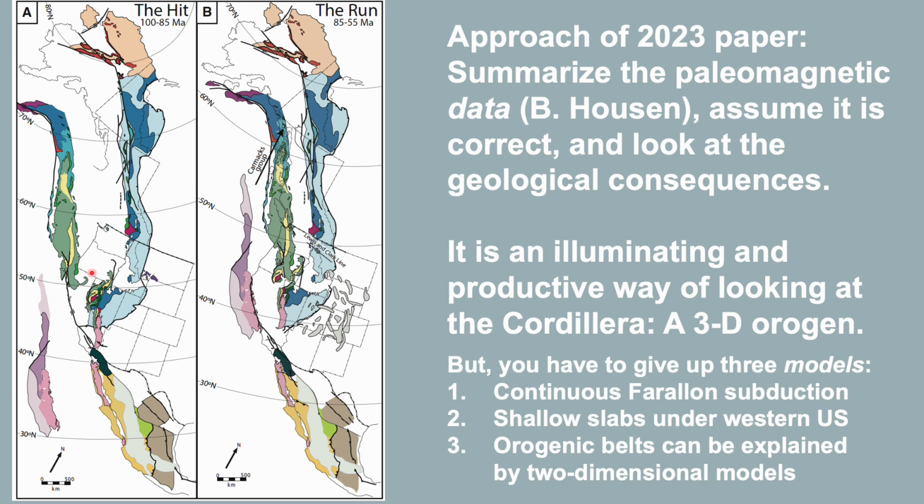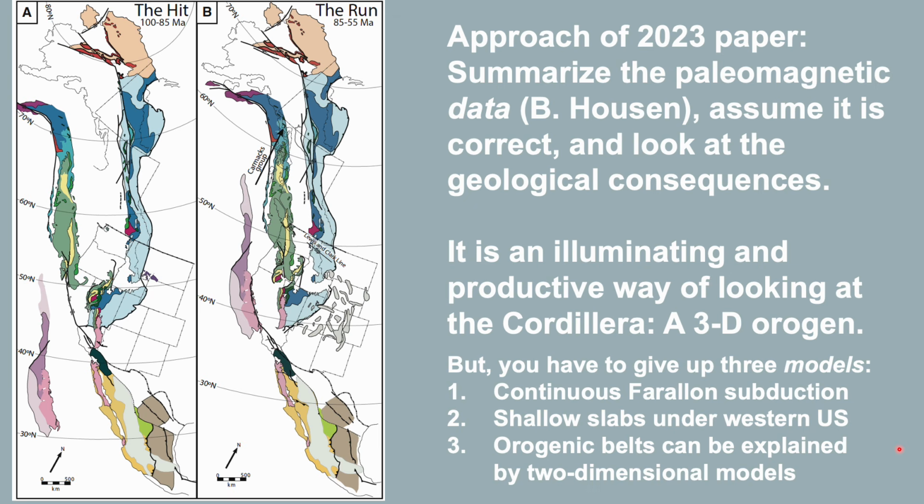Why the paper is interesting is because it gives up on three models. It says that there wasn't continuous Farallon subduction, which is often assumed. It also says that shallow slabs might not be why we have the features we have, such as the block uplifts, or, for instance, that's why the coastal batholiths shut off.